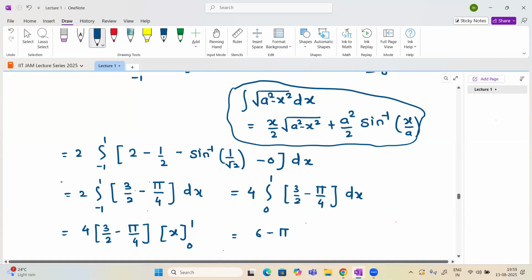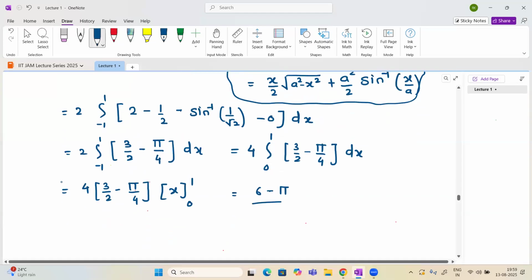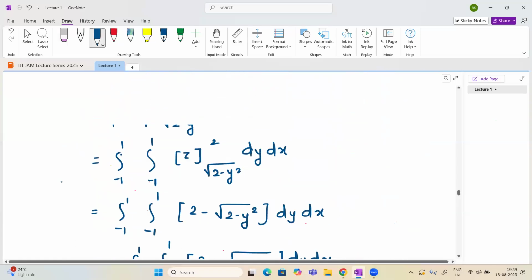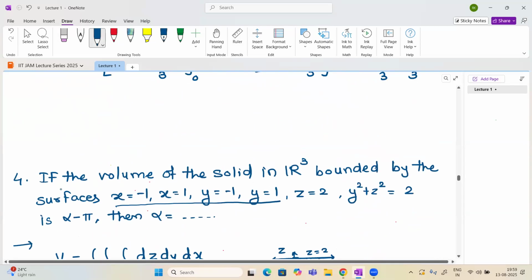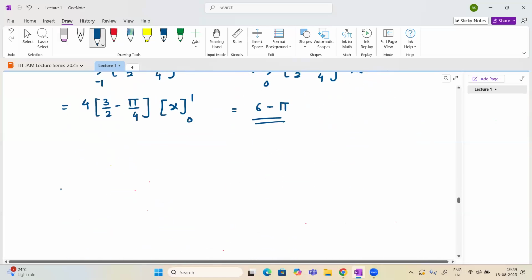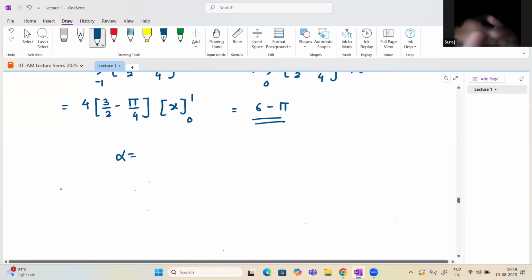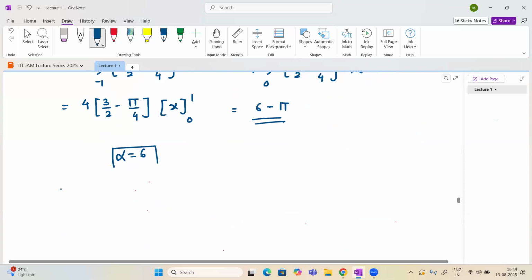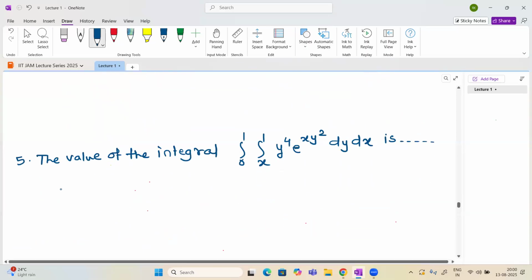Agree now? Yes, sir. So the final answer is 6 minus pi. In the question they mention the final answer is alpha minus pi. Then what is the value of alpha? 6. So alpha is equal to 6. This is the final answer. Have you understood?